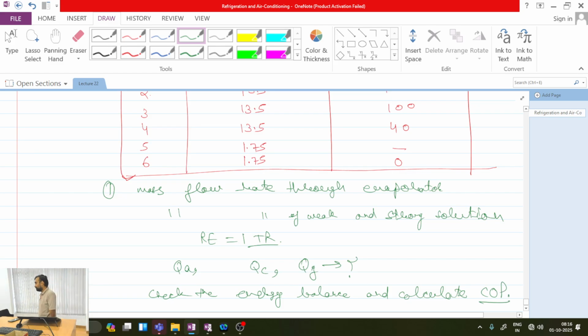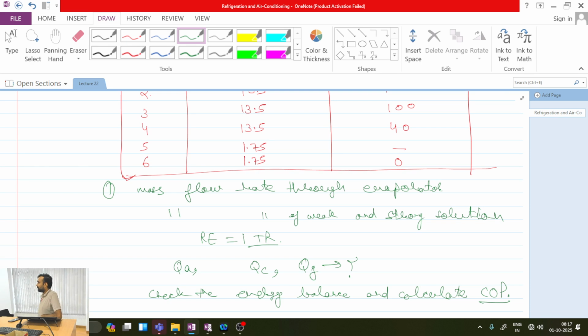Question is clear? One diagram is given. Corresponding to that diagram, different state points are given. For the state points, values of pressure and temperature are provided. And other than that, it is mentioned that capacity of the system is 1 ton of refrigeration. For 1 ton of refrigeration capacity, we have to determine mass flow rate through evaporator, mass flow rate of weak and strong solution. Then we also need to calculate QA, QC, QG. And we need to establish whether energy balance is being satisfied or not, and then we need to also calculate the COP of the system.